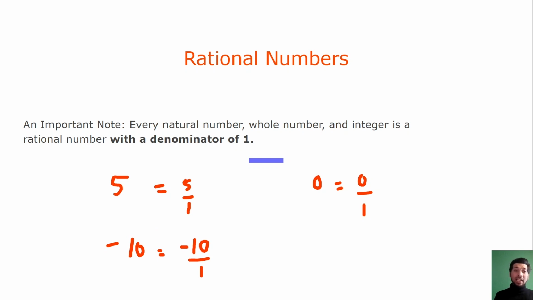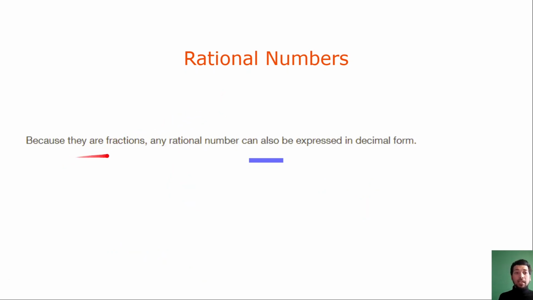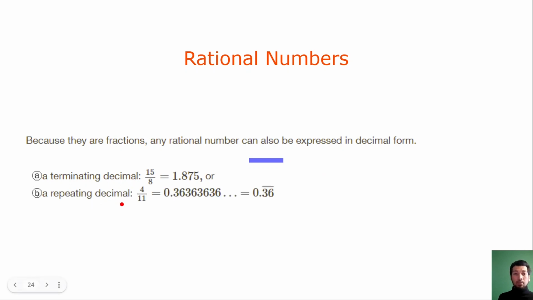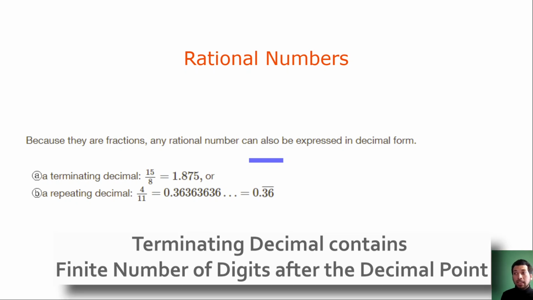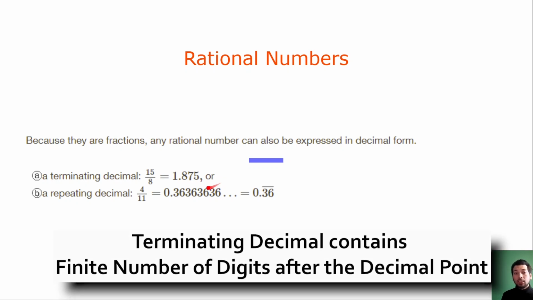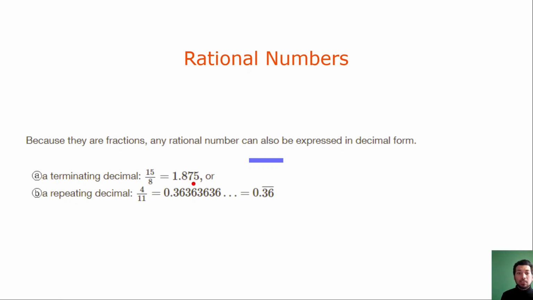You can see that we can express the natural number, whole number, and integer as a rational number with a denominator of 1. Since rational numbers are written as fractions, they can be expressed in decimal forms. Doing that, we can have terminating decimals and repeating decimals. A terminating decimal is a decimal number that contains a finite number of digits after the decimal point. We can see that after this decimal point, we have 3 digits. So it ends right here.